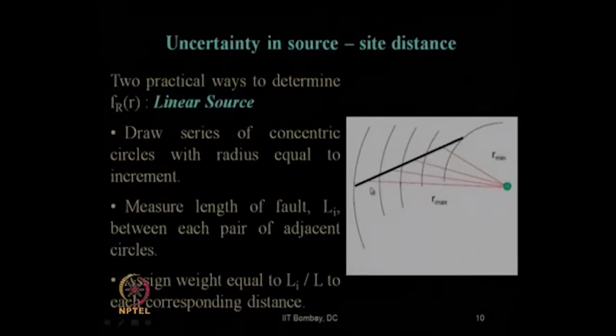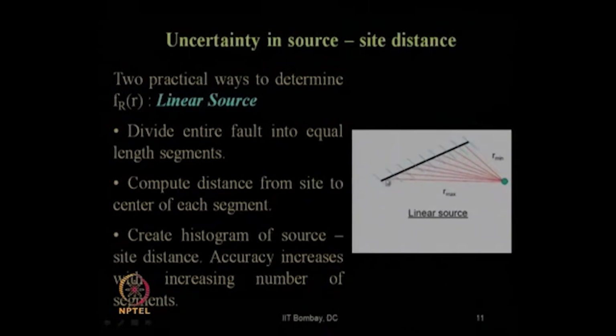For that purpose, we can divide the source, if it is a linear source, in this fashion by drawing concentric circles, considering this site as the center point. Using equal increments of this radius, we can divide the entire source, and from the center of each segment we can find out various distances and assign some weightage to these equal intervals, L_i by L. Similarly, by dividing the entire length into an equal number of segments and giving the weightage to them, we can draw the histogram of source to site distance.